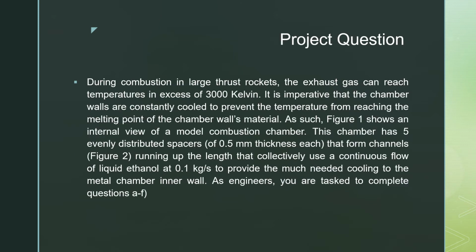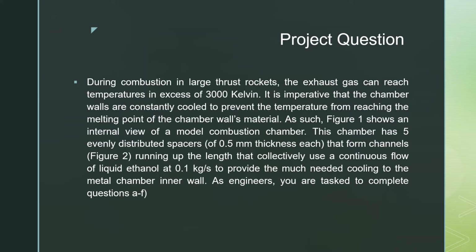So this is our project question. During combustion in large thrust rockets, the exhaust gas can reach temperatures in excess of 3000 Kelvin. It is imperative that the chamber walls are constantly cooled to prevent the temperature from reaching the melting point of the chamber wall's material. As such, Figure 1, which will be shown in the next couple of slides, shows an internal view of a model combustion chamber.